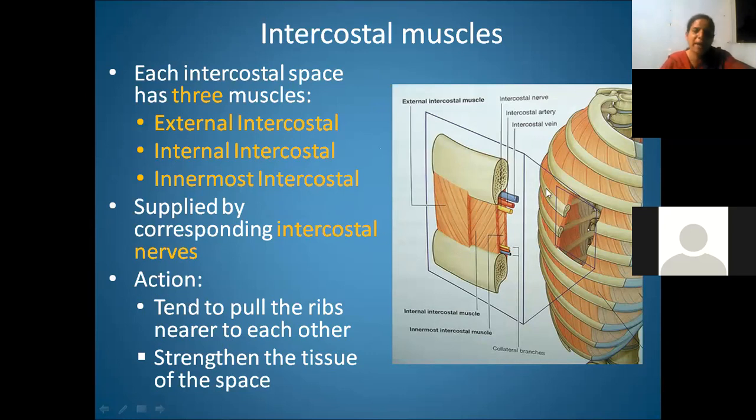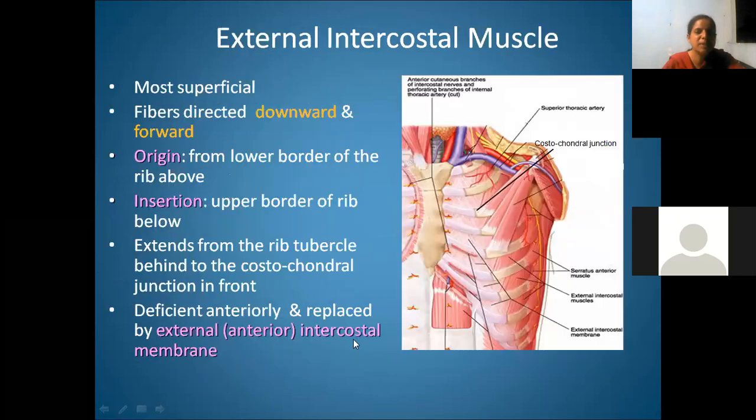Okay, now the action of these intercostal muscles, when we studied the respiratory system in physiology: the action of these muscles is to pull the ribs nearer to each other, and they strengthen the tissue in the space. Basically, they help in respiration. Okay, now let us see the first muscle. Each muscle you have to describe.